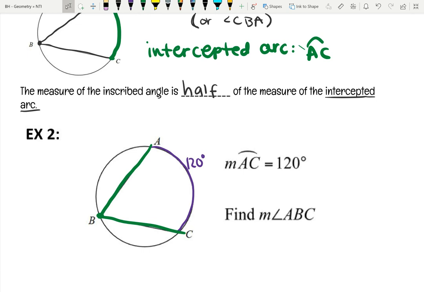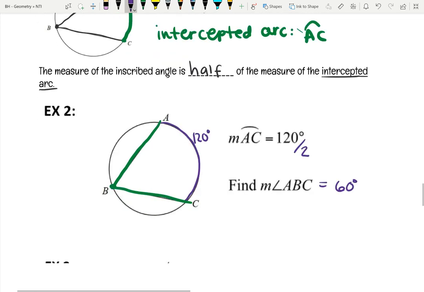Okay, so you've got 120. It says the measure of the inscribed angle is half of the measure of the intercepted arc. So if the intercepted arc is 120, then the inscribed angle is 60. So you just divide that by 2, so you get 60 degrees. Okay. Example 3.